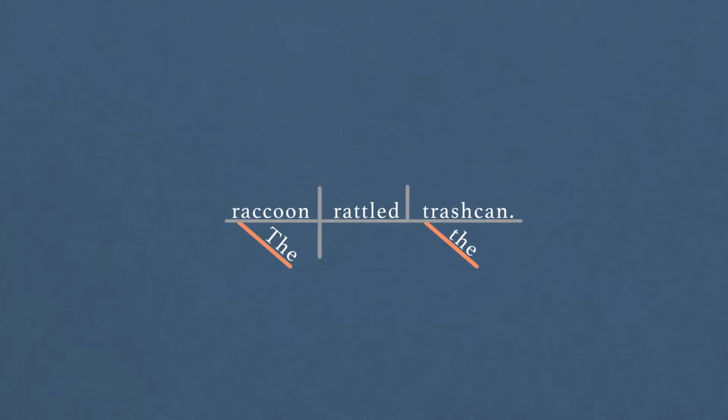The raccoon rattled the trash can. That's a subject, a verb, and a direct object. As you can see from this diagram, all it is is a main line. Who did what? The raccoon rattled the trash can. Okay, now look at this sentence.